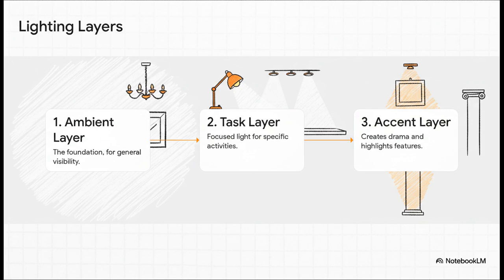Then you've got the task layer. This is your focused, get-it-done light. Think about the lamp you read under, or the lights right above your kitchen counter where you're chopping vegetables. And finally, my favorite part, the accent layer. This is all about the drama. It's how you highlight a piece of art or show off a cool architectural feature. You get these three layers working together, and you are well on your way.